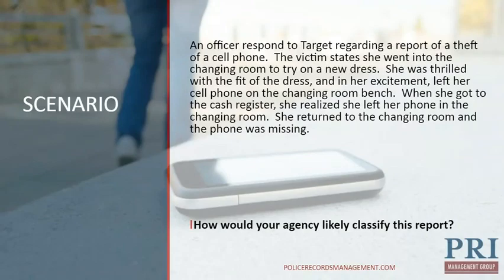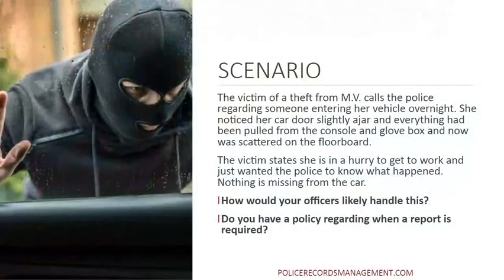And the last quick scenario is the victim of a theft from a motor vehicle. Okay, so this is somebody whose car was entered. This victim comes out to her car in the morning, getting ready to go to work, and she sees the door to the car is ajar. Somebody overnight went into her unlocked car and rummaged through the glove box, but didn't take anything. But she calls the police. She wants the police to know.